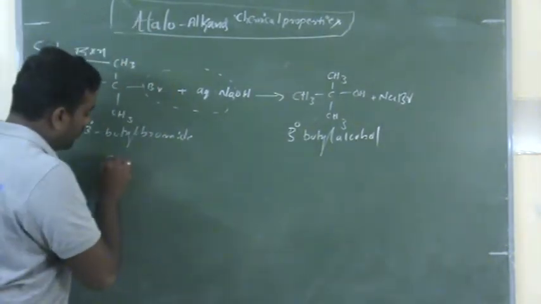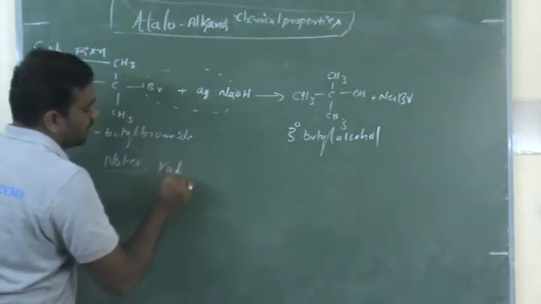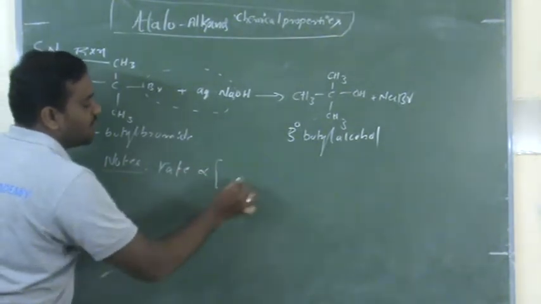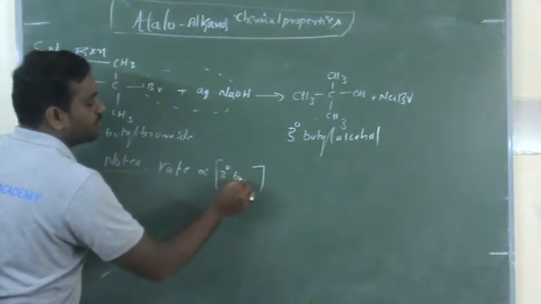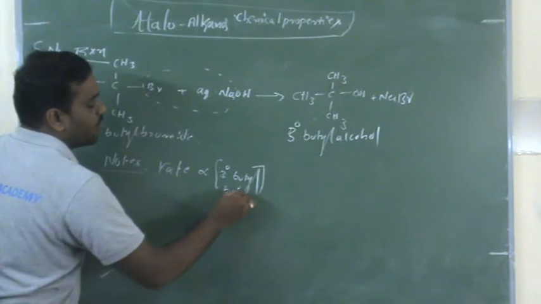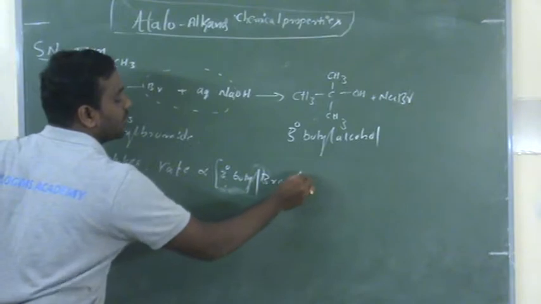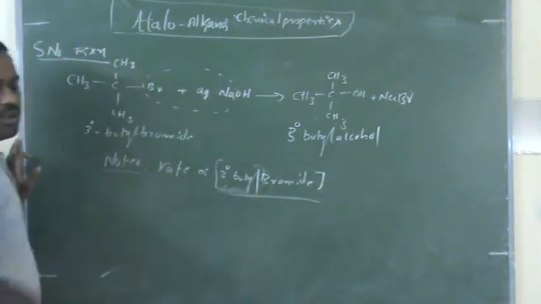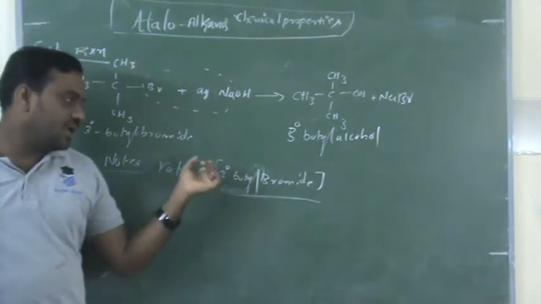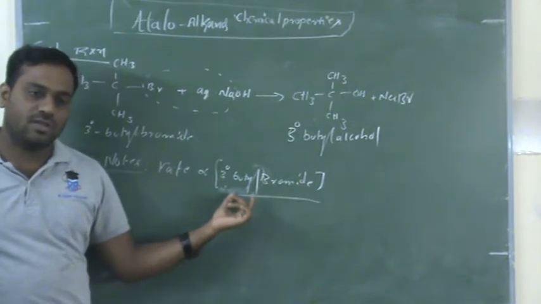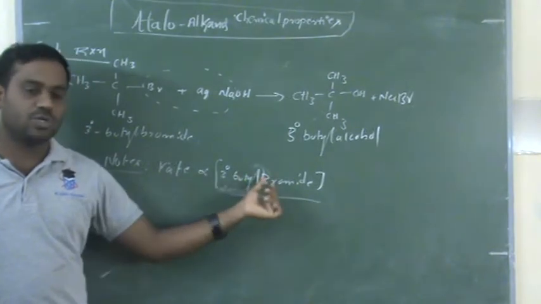Already we said some important notes here. In that, the rate of the reaction, nothing but the speed of the reaction, is directly proportional to tertiary butyl bromide. What is the meaning of this? The speed of the reaction, the rate of the reaction, is directly proportional to the concentration of the substrate, means tertiary butyl bromide.